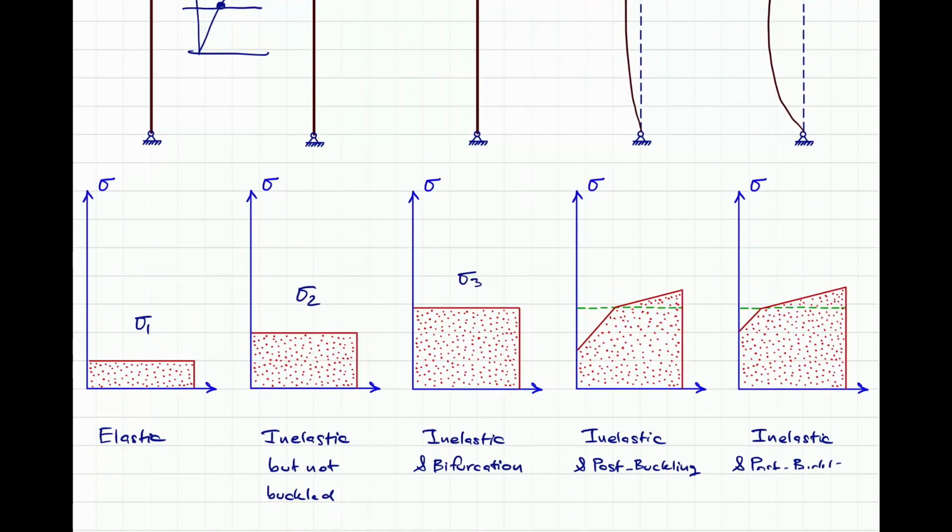So you come to state number 3 in elastic, and it is the point just right at the bifurcation. So it is about to... the moment is about to come in. Then you come to the next state.